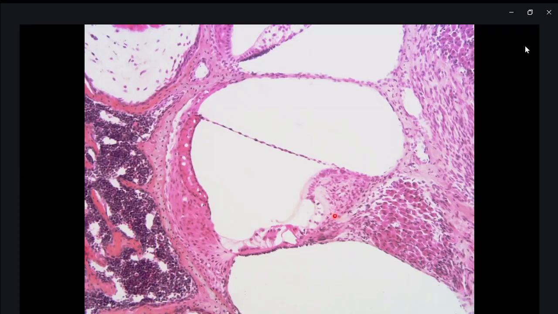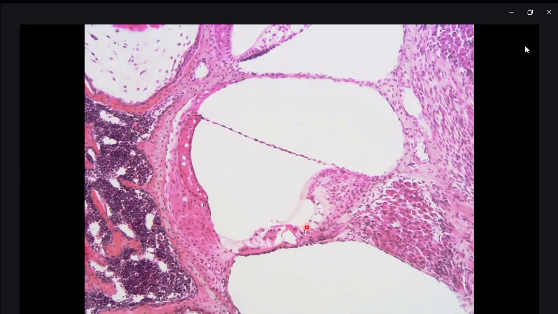When you look at this scala media, we have this structure that we refer to as the organ of Corti. The organ of Corti cells rest on the basilar membrane. We have said the basilar membrane close to the oval window is stiff and narrow, detecting high frequency. And then at the apex it is wider and flexible, detecting low frequency.